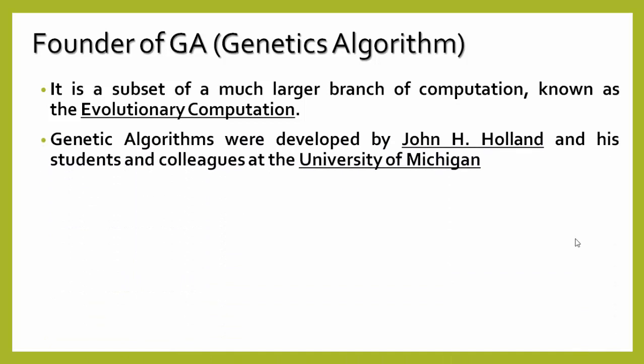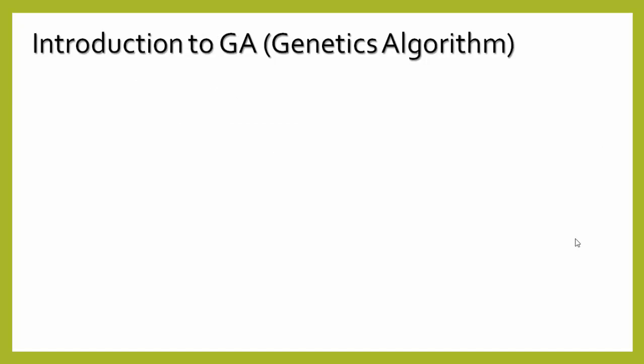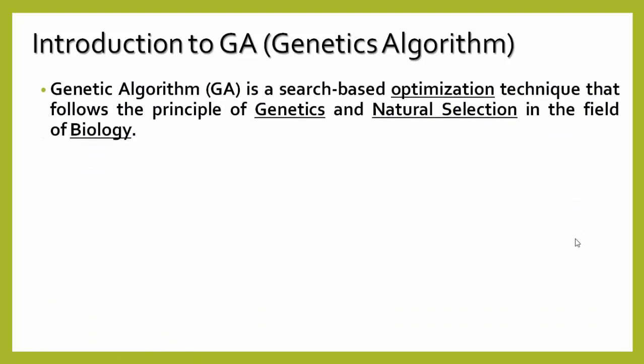Genetic algorithms were developed by John H. Holland and his students and colleagues at the University of Michigan. Now let's see the meaning of genetic algorithm. Genetic algorithm is a search-based optimization technique that follows the principle of genetics and natural selection in the field of biology. As I told you earlier in the beginning of this session, genetic algorithm is basically a research area of the biology section. But in computation we can also apply the genetic algorithm concept.